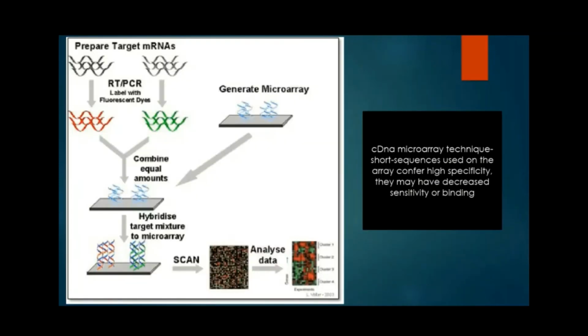So this is a picture of the cDNA microarray technique. It's one of the disadvantages because the short sequences used on the array confer high specificity, but they may have decreased sensitivity or binding. So that's all from me about the advantages and disadvantages of microarray.